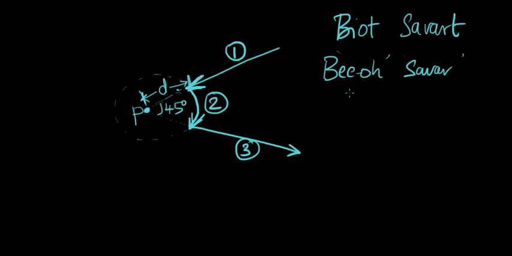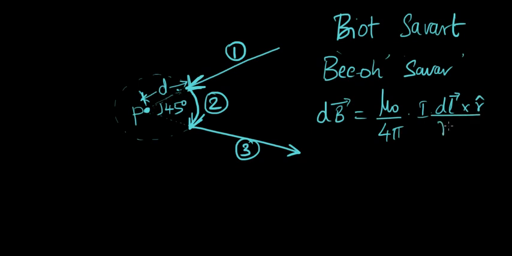So the Biot-Savart law gives us the magnetic field at a point as given by this, right? So mu naught over 4 pi times I times dl, cross product with the vector which represents the direction at which the point is present. So this is r. I'll draw expanded views each time we need them, but for now it's just that.